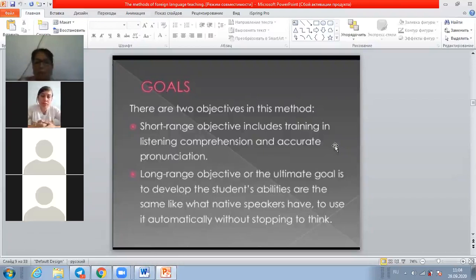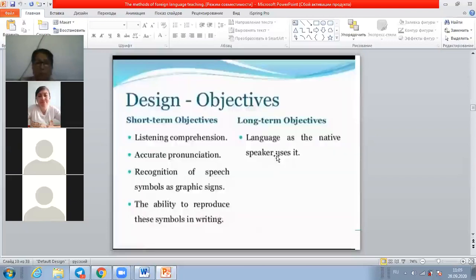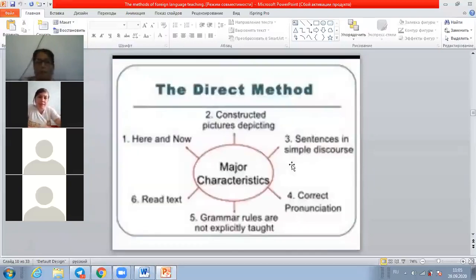The long-range objective, or the ultimate goal, is to develop the students' abilities to be the same as what native speakers have, to use the language automatically without stopping to think. What does it mean? You should think in the target language. It's the best way to learn and develop your knowledge, especially in learning languages. Design objectives: read and become familiar with these objectives: listening comprehension, accurate pronunciation, recognition of speech symbols or graphics, and others.